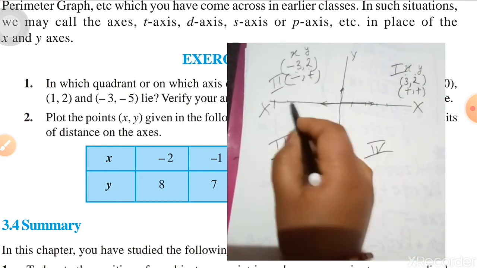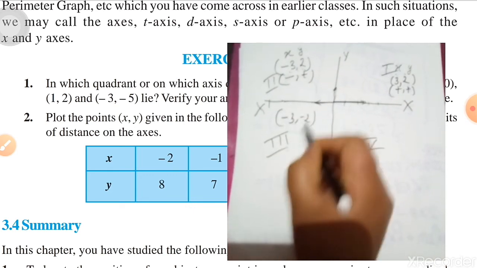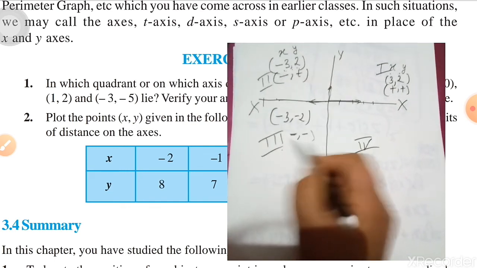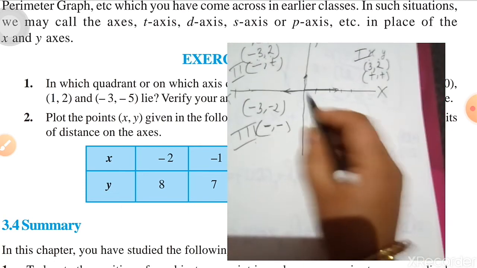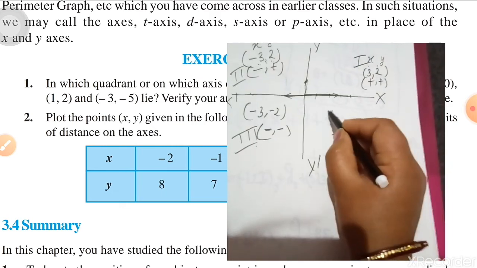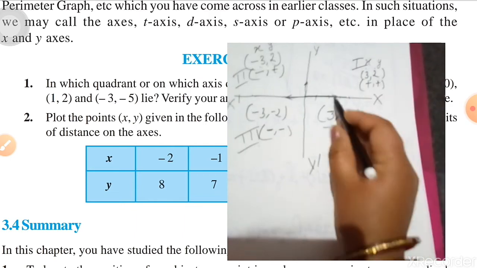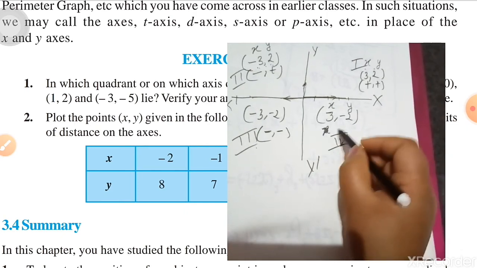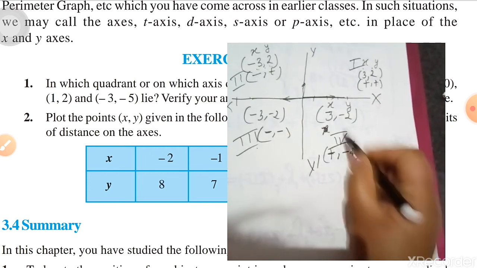You can see that the x-axis is negative and this is also negative. So minus 3 comma minus 2 type coordinates will lie there, and we can say that minus-minus type coordinates will lie here. Now move to the fourth quadrant, because you can see that x is positive and y is negative. Here the x coordinate is positive and the y coordinate is negative, so plus and minus type coordinates will lie there.